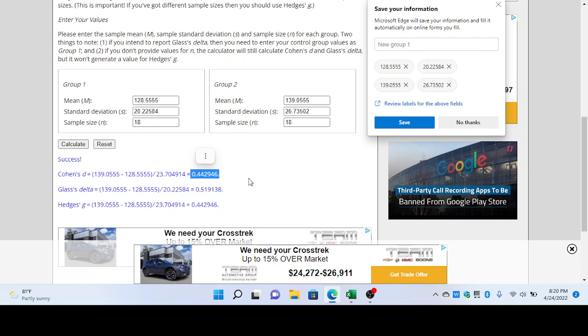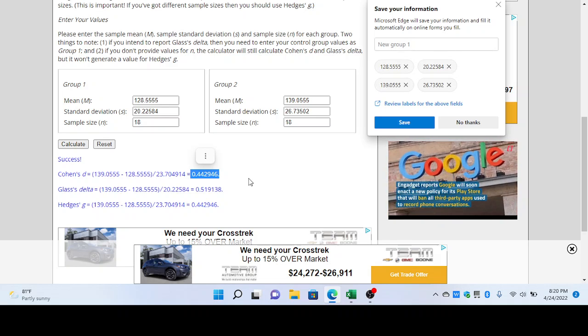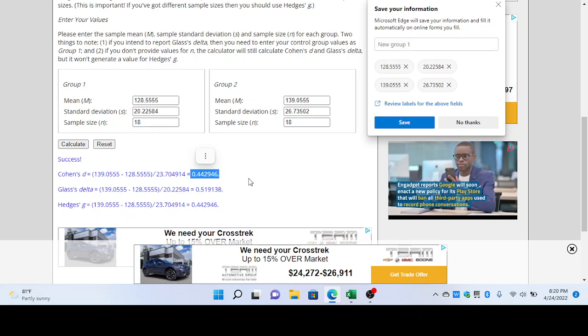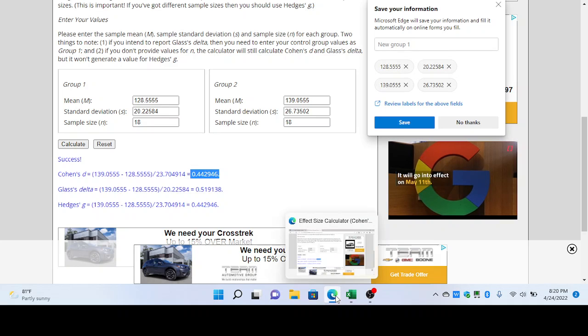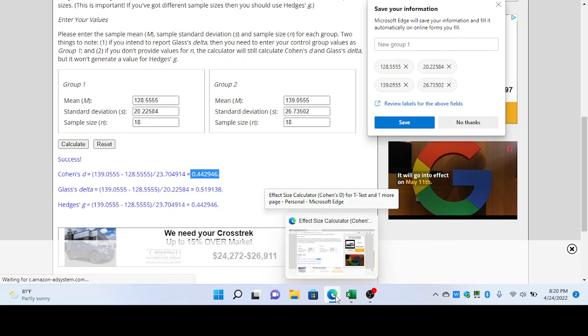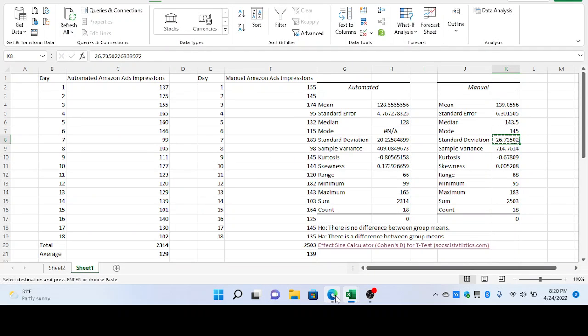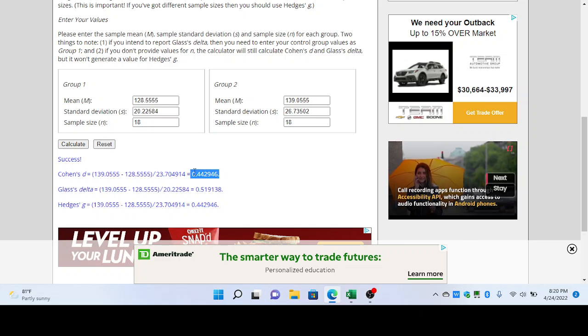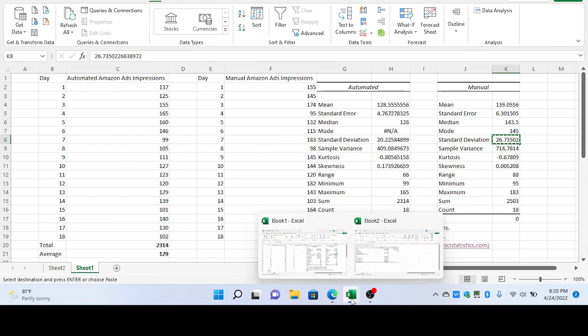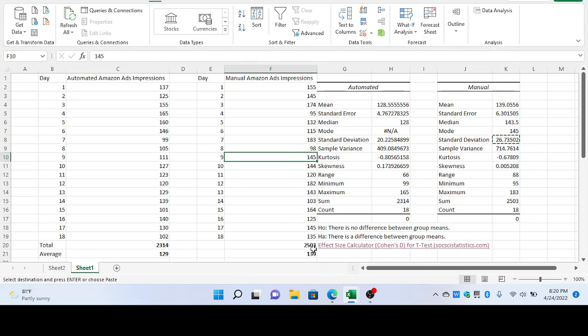So a 0.2 would be like a slight effect, 0.4 would be moderate, and 0.8 would be a large effect. So almost similar to the correlation coefficient, but not quite. But that would be effect size. You would definitely be concerned with this if you were statistically significant. In this case, we are not. But that's how you run a quick t-test, and then you can do your effect size. This is totally applied, and I hope this helps you in your journey.